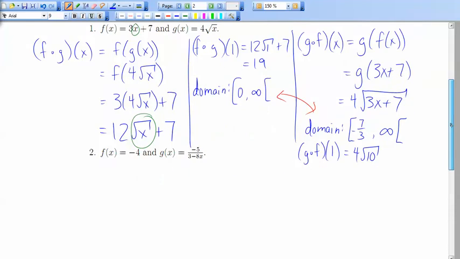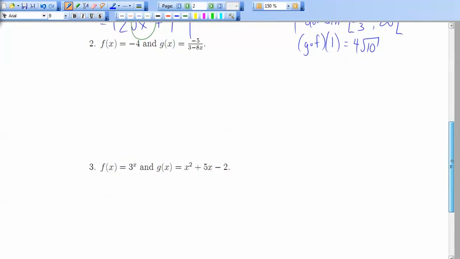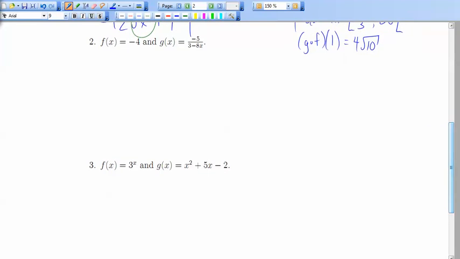Let's take a look at another example. This next one is very strange. Okay, here we've got just a constant function as our f. So that means no matter what x you give it, it's going to very boringly give you an output of negative 4. Your g of x is a nice rational function. Okay, so let's construct, let's say f of g of x.